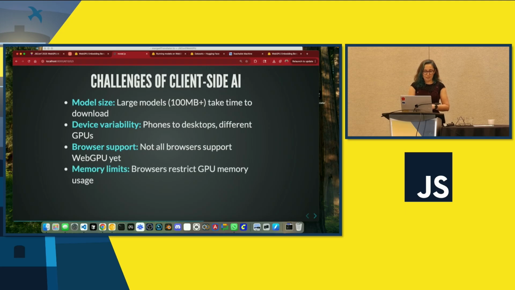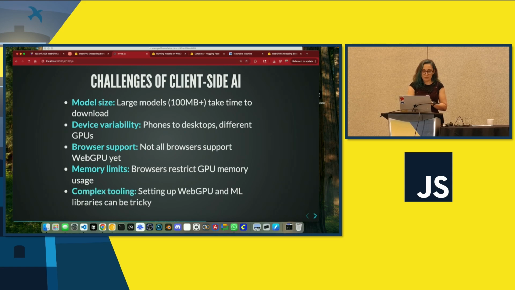Browser support, we are not completely there yet. There's still 30%, and there are memory limits and restrictions. We do have access to the GPU with the WebGPU device APIs, but the browsers decide which GPU we are going to get and how much memory usage we can have, so we don't just take over the device of the user or spend all of their battery. And there's a little bit of complex tooling and not enough tooling at the same time because it's a very new web API.